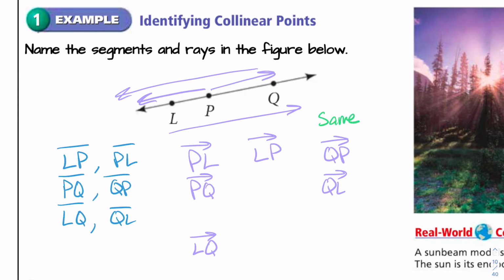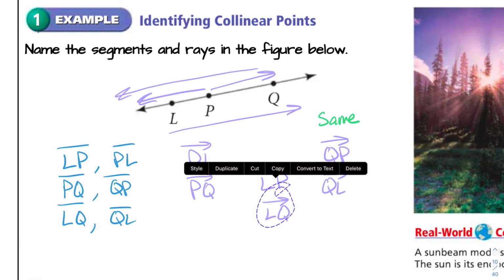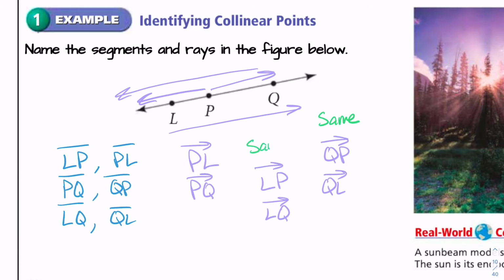Those are the same. What else is the same? Well, LP and LQ are also the same ray. Because as you go LP, you also go LQ, you overlap P and Q, so it doesn't matter. As long as the endpoint is L for both of those, they are the same ray.